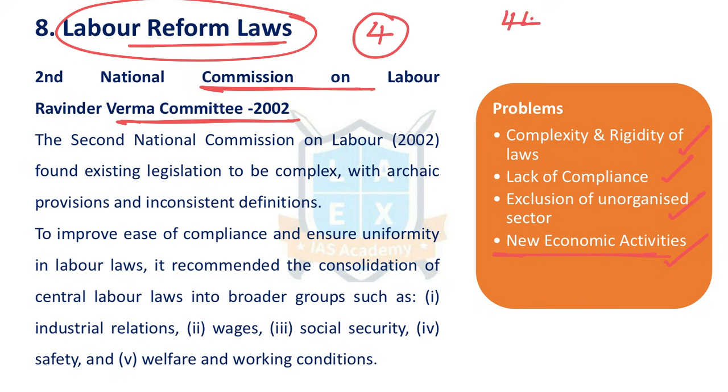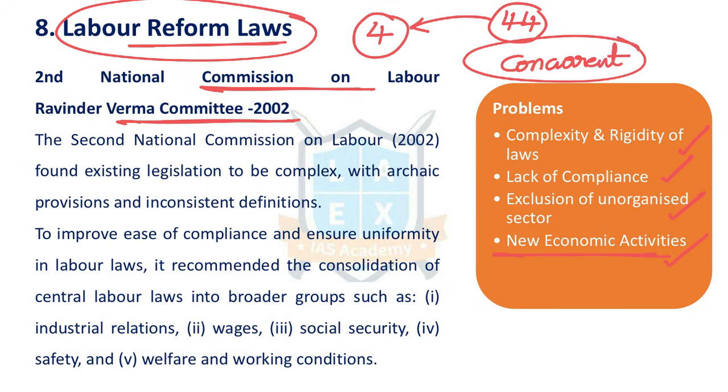At the central level, 44 labor laws are consolidated into four laws. Labor is in the concurrent list, so both center and states can bring in the laws. So central level laws are modified into 4 consolidated laws.